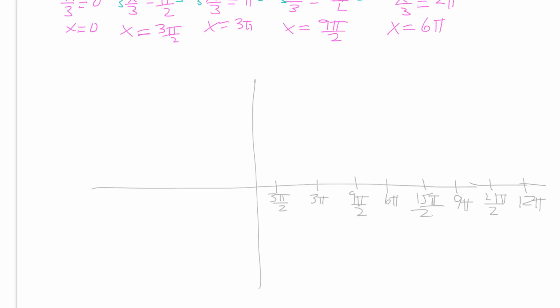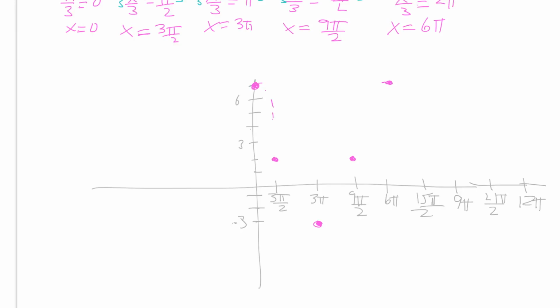Our graph is going all the way up to 7. So 1, 2, 3, 4, 5, 6, and then 7. And in the negative direction, we get as low as negative 3. So 1, 2, and 3. So let's graph that cosine. Let's plot those points that we have. The first point we have is 0, 7. Then we have the point 3 pi over 2, 2. Then we have the point 3 pi, negative 3. 9 pi over 2, 2. And 6 pi is back at 7.